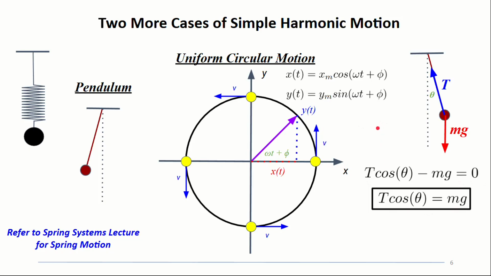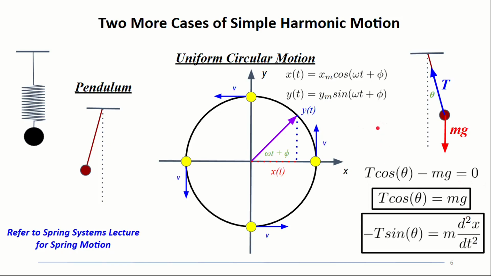And then it's time to move on to the x equation. The only force acting in the x direction at this point is the horizontal component of the tension, which is negative T sine theta. And that is equal to m times a, whatever that acceleration is in the x direction. In this case, that acceleration in the x direction is the second derivative of our position with respect to time.